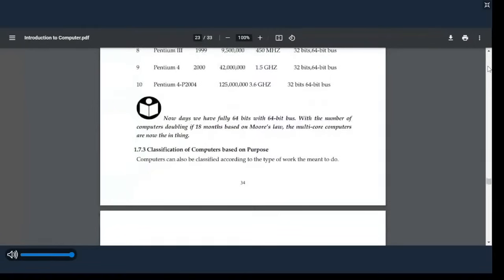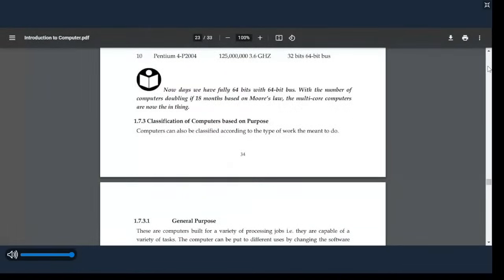So you can have a smartphone which is the slowest, and you can have a smartphone which is the fastest. Depending on how your pocket is smiling, you can get a better computer or a better smartphone. So, classification of computers based on purpose. Computers can also be classified according to the type of work they're meant to do.